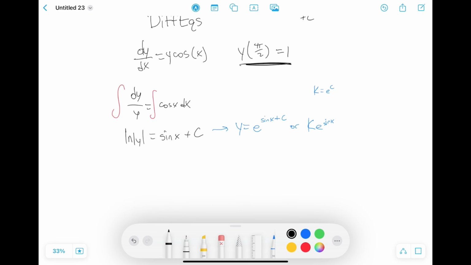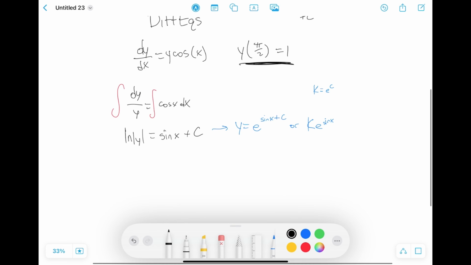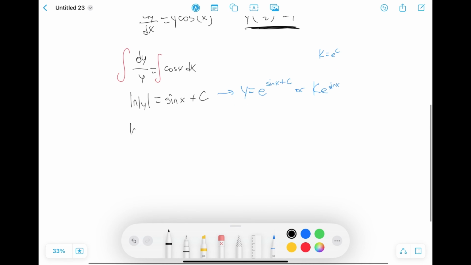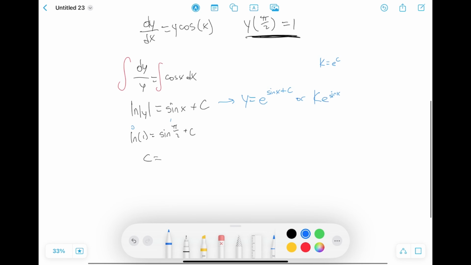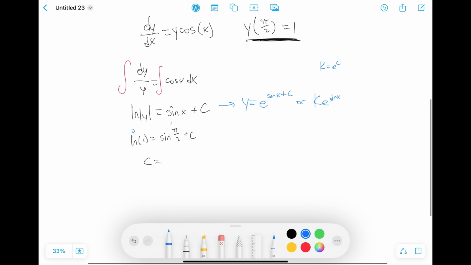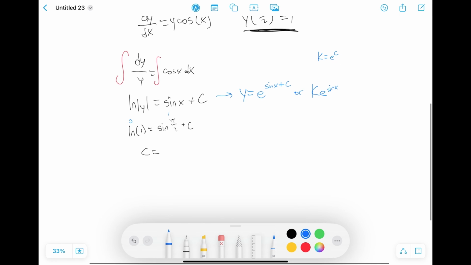However, we are given this specific equation, so if we plug it in, we get the natural log of 1 is equal to the sine of pi over 2 plus c, and thus we would get, we know this side is 0, sine of pi over 2 would be 1, I think. Yeah, sine of pi over 2 is going to be 1. So then c ends up being negative 1.